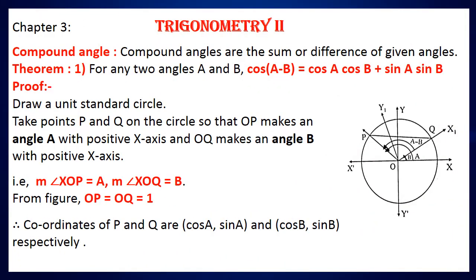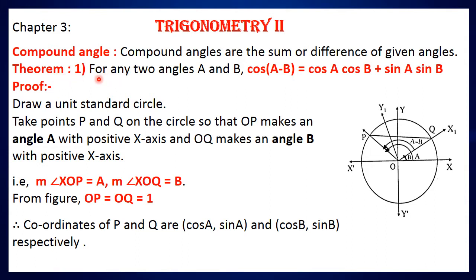Compound angles. Compound angles are the sum or difference of given angles. If the two given angles are A and B, then A plus B or A minus B or B minus C are the compound angles. There is a theorem, or a result, of these compound angles.